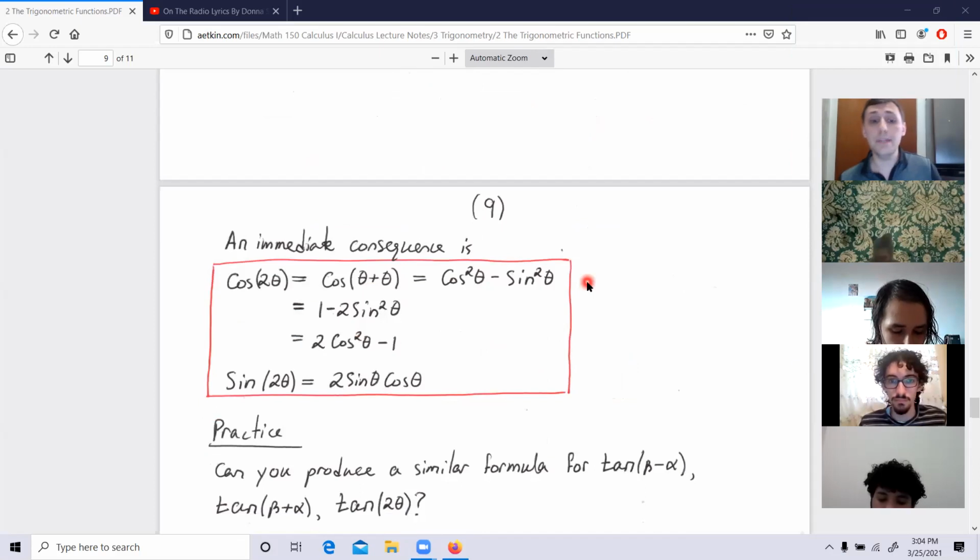Here is what we immediately get, guys. Cosine of 2 theta is cosine of theta plus theta, which is cosine theta times cosine theta minus sine theta times sine theta, which becomes cosine squared minus sine squared.